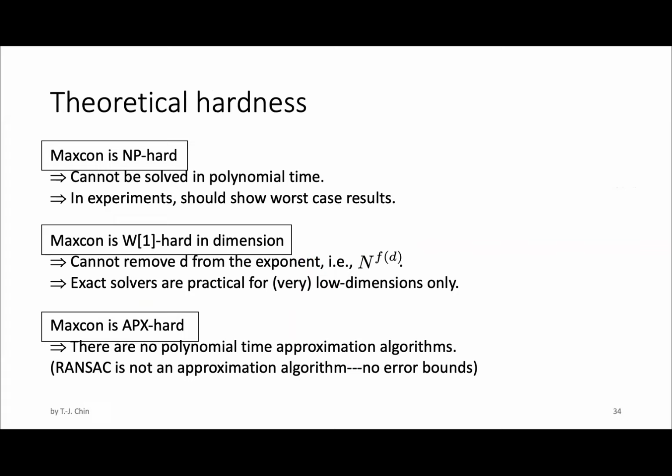More theoretically, we've established results, surprisingly for the first time in computer vision, that this problem is NP-hard. It's W[1]-hard in the dimension, which implies that no matter what you do, any algorithm that you come up with to solve this exactly will have D in the exponent of N. So it's always exponential. It's also APX-hard, which is even more pessimistic. There are no polynomial time approximation algorithms. RANSAC is not an approximation algorithm by definition because it doesn't tell you how far away you are. There are no error bounds.